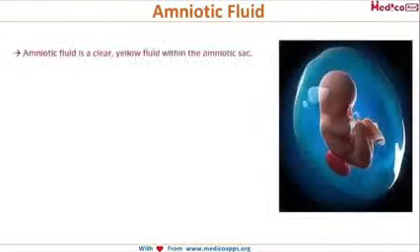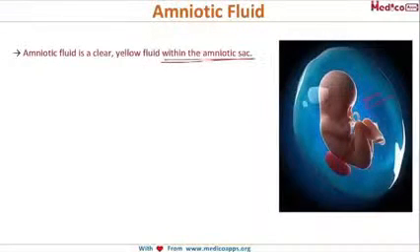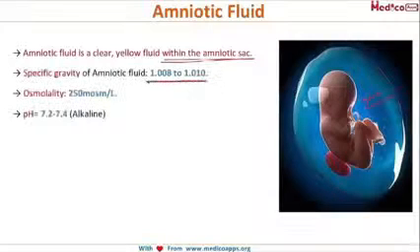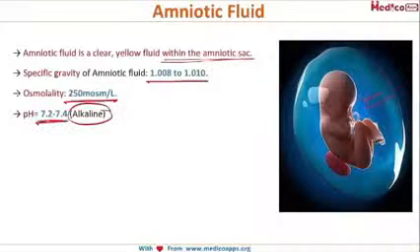That the amniotic fluid is a clear yellow fluid within the amniotic sac. Now let us discuss some biochemical features of this amniotic fluid. The specific gravity of the amniotic fluid is 1.008 to 1.010. Its osmolality is 250 milliosmoles per liter, and it has got an alkaline pH between 7.2 to 7.4. And what is the clinical relevance of the statement that amniotic fluid has got alkaline pH?